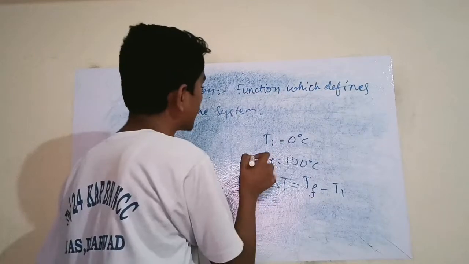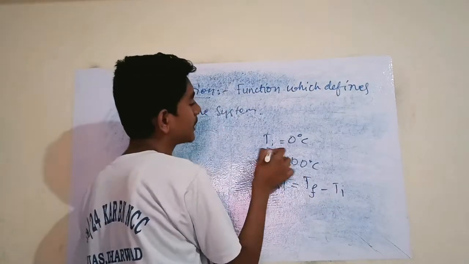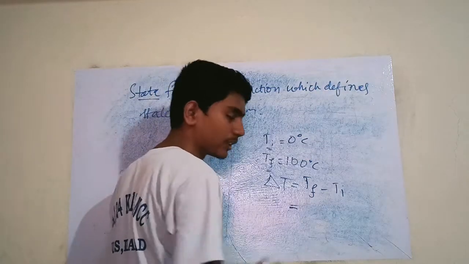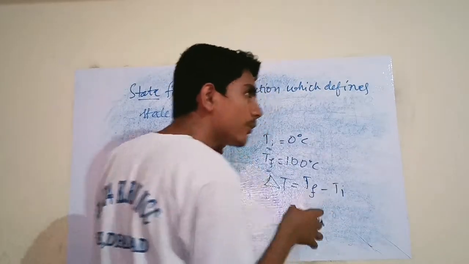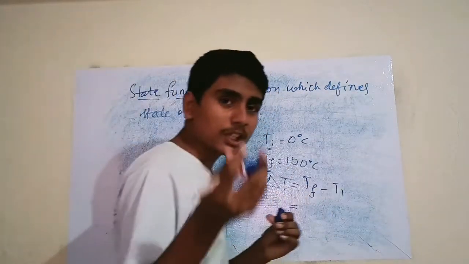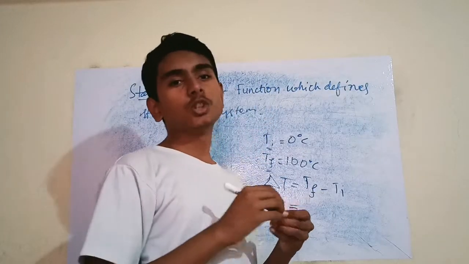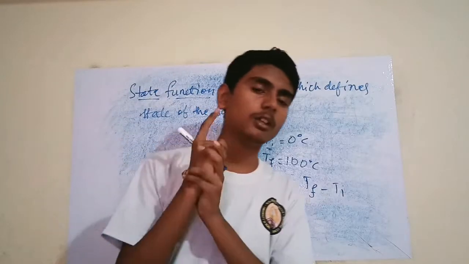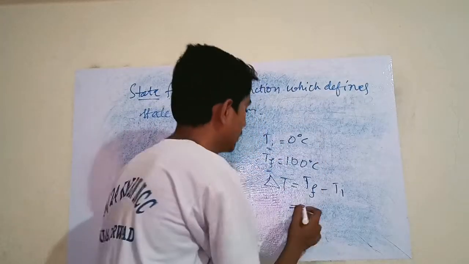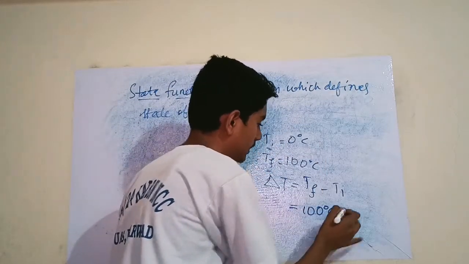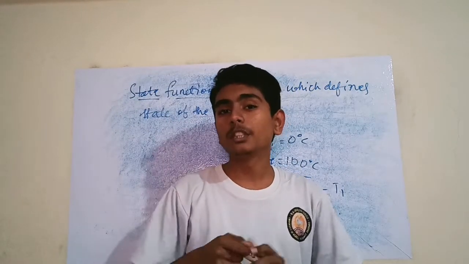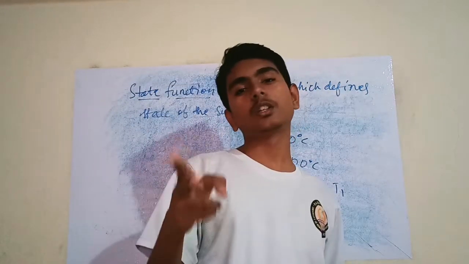Only the final state and the initial state of the system matter for this change of a state function. These are the functions which do not depend on the path followed by the system. Those are called state functions. For example, volume and temperature are state functions. Remember, only two are path functions: heat and work.